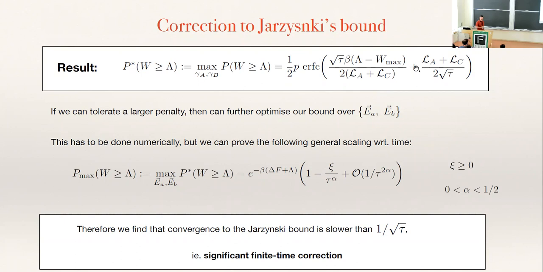So I think this is a more realistic bound than the sort of optimal one presented at the start. And we can look at how it scales with time. So we actually see that really this thing scales slower than 1/√ of the time. So this is actually telling us that you get a pretty significant finite time correction. So the conclusion from that is that even small finite time effects can have a pretty bad effect on your ability to actually do these optimal things.